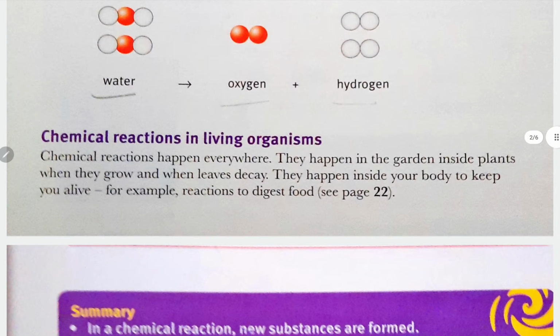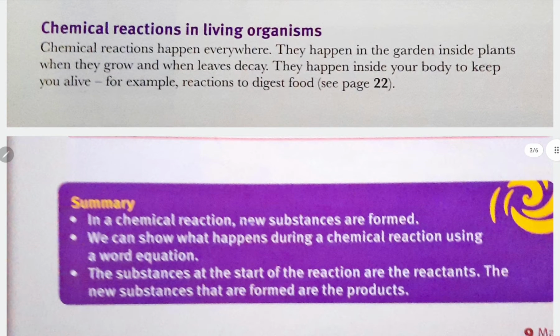And chemical reactions in living organisms. Chemical reactions happen everywhere. They happen in the garden, inside plants when they grow and when leaves decay. This happens inside your body to keep you alive. For example, the digestion of food and respiration are all examples of chemical reactions.